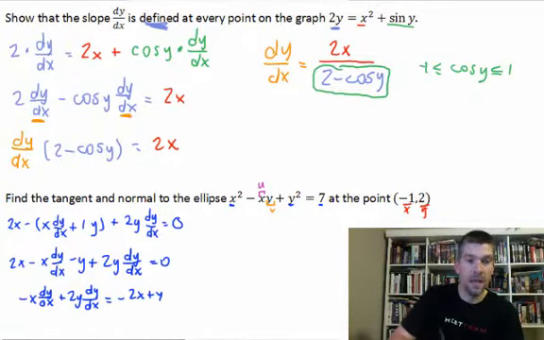Okay, and then factor out dy/dx because it's in both terms here. Here it is right here, and here it is right here. So we can factor that out. So dy/dx actually can come out here in front. Okay, and then it's going to be times negative x plus 2y.